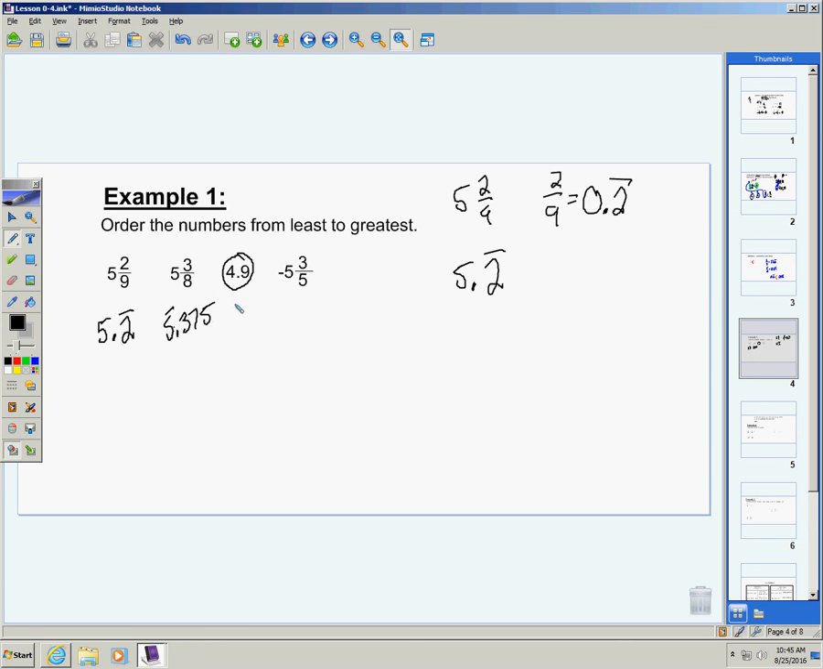To do that, I pick the smallest one. If you think 4.9 is the smallest one, you are wrong because we have a negative number. Negative numbers are always smaller than positive numbers. So we start out with negative 5.6.